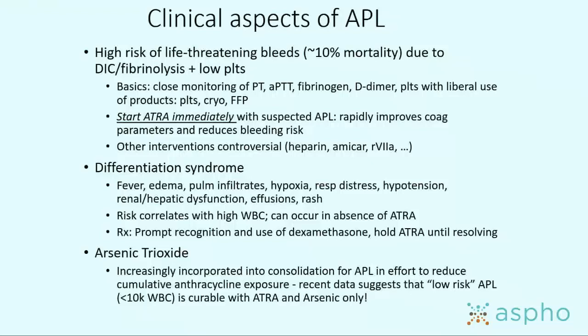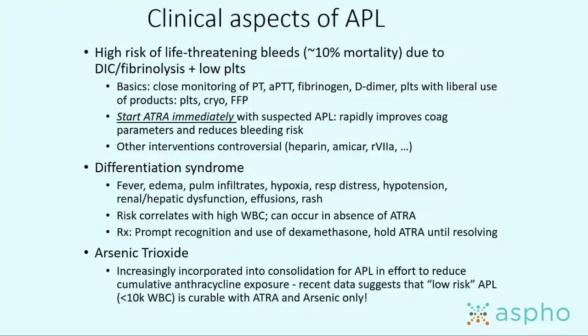The third thing is arsenic. So it's increasingly being incorporated into consolidation for APL to reduce anthracycline exposure. And this is really exciting, for patients that have low-risk APL, defined as an initial white count of less than 10,000, the current standard management is just to treat with ATRA and arsenic with no chemotherapy, ever. And that can cure up to 90% of patients, which is absolutely amazing.